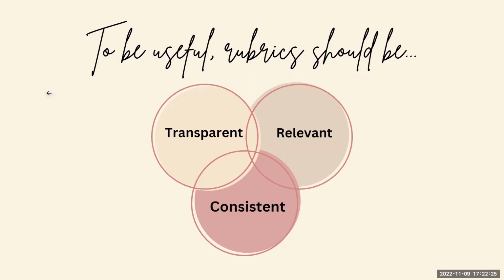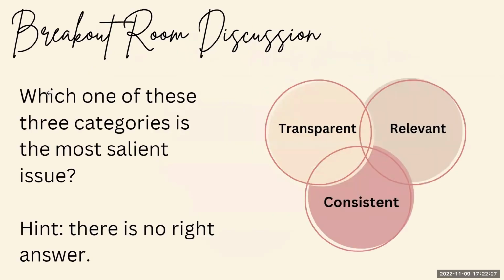So that's relevancy. And so what I'd like to go ahead and do is break you all out into rooms for 3 minutes. Dr. Broning, I'll probably need your help with that one once again. And just consider this question: when you think of transparency, relevancy, and consistency, which one of these 3 categories is the most salient issue?